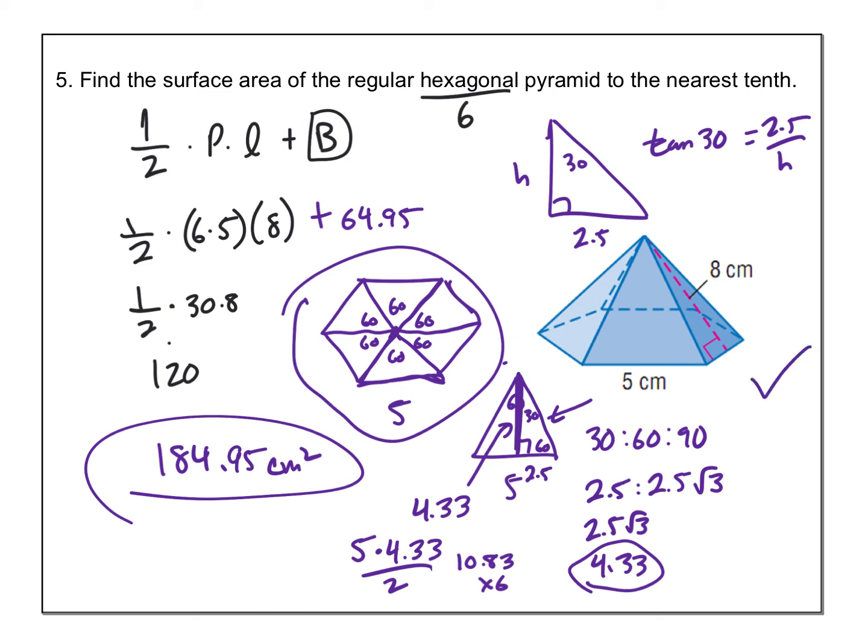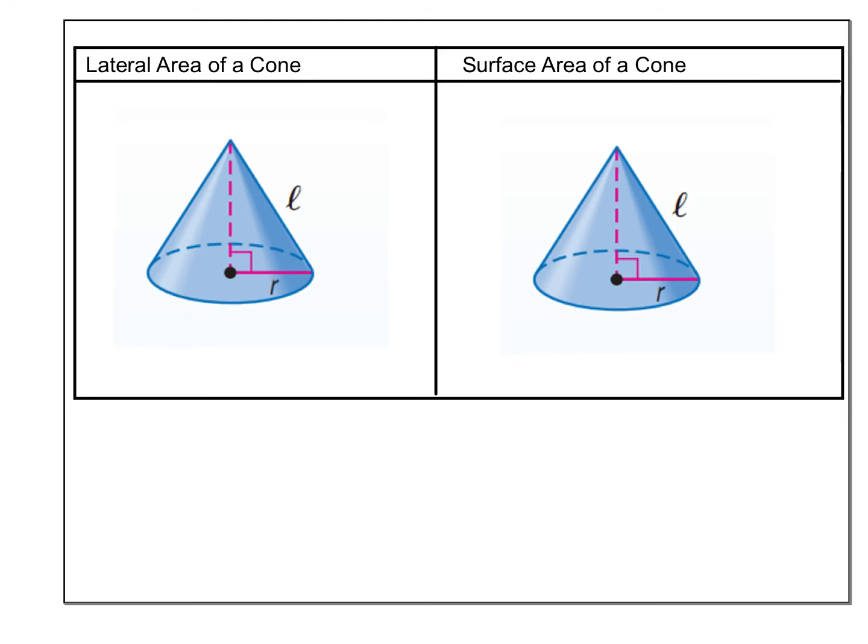Make a note of this in your notes to come back to it and look at it, because this one's a tough one. How do things change for a cone? The answer is your base is known. You know how to figure out the area of a circle.